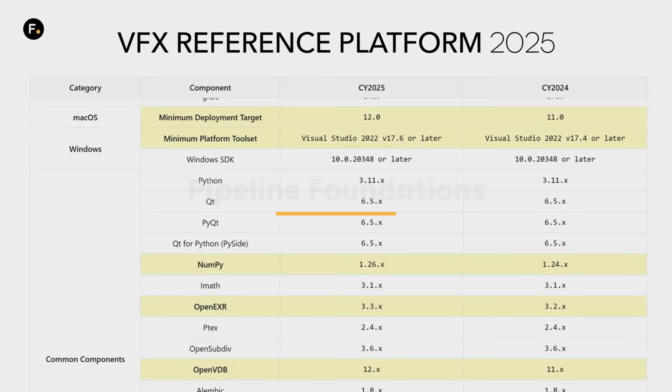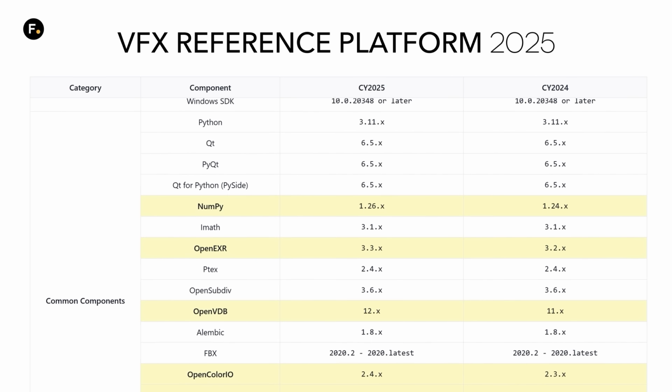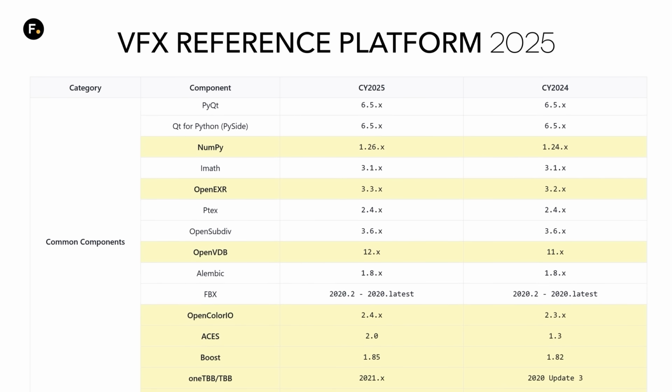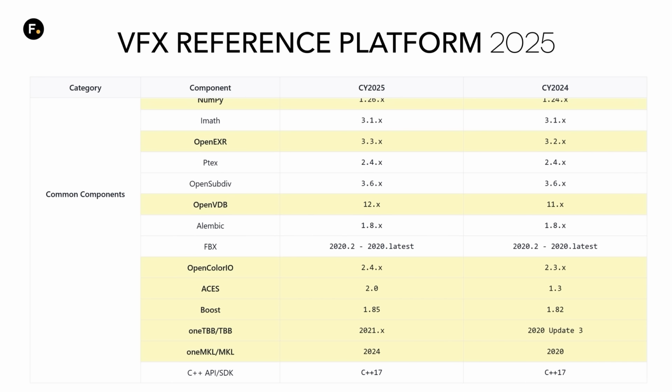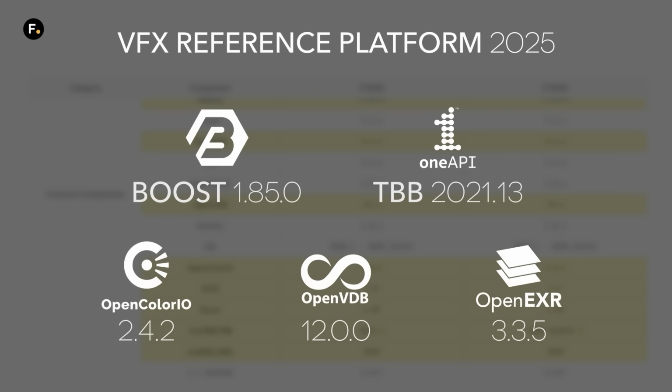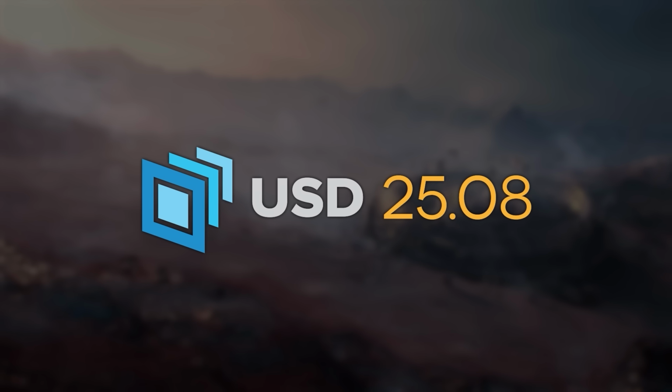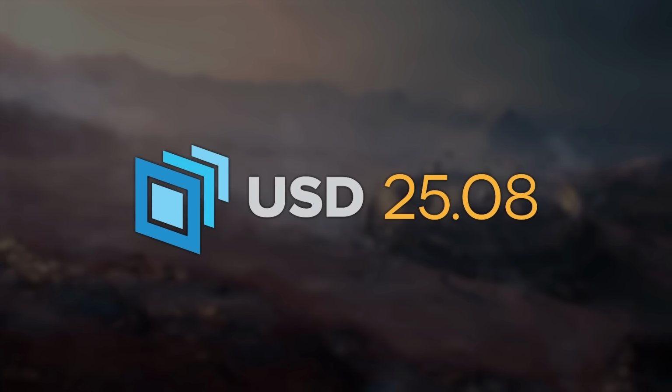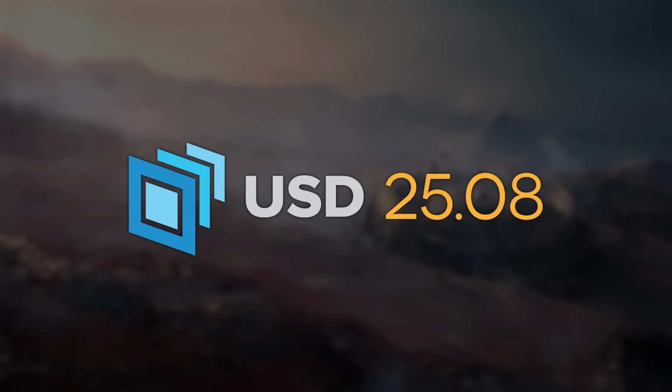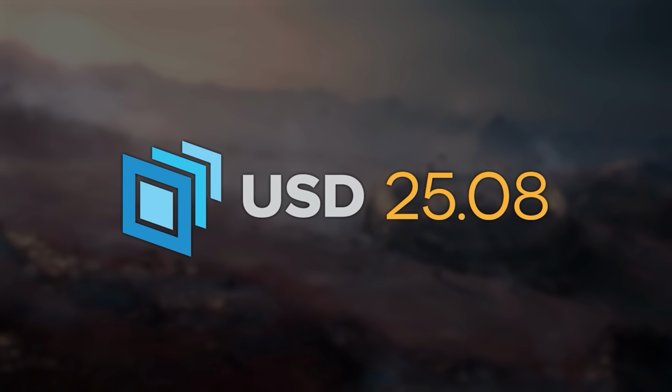Nuke 17 ships with full VFX Reference Platform 2025 support. Same library versions as the rest of your pipeline, no version mismatches. Updated Boost, OpenColorIO, TBB, OpenEXR, etc. The new 3D system now runs on USD 25.08. Pipeline TDs who need a different USD version can swap it via the FnUSD shim system.